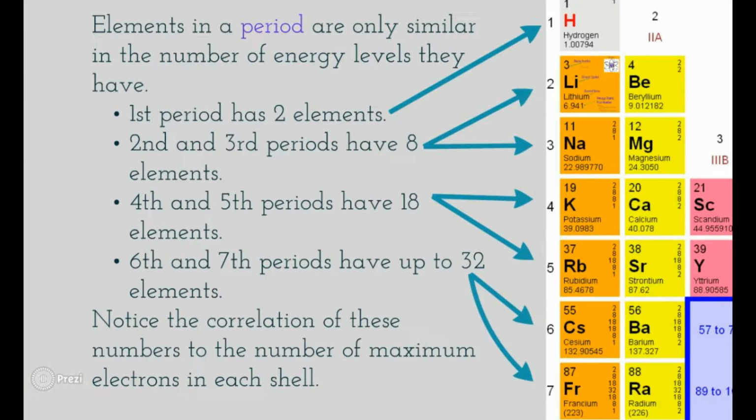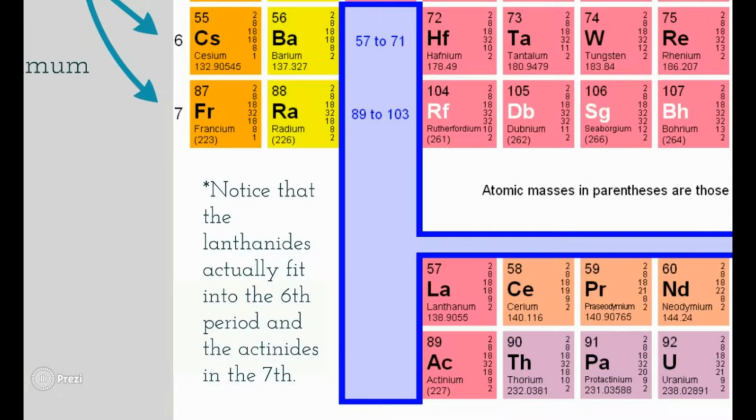The first period has 2 elements, 2 and 3 have 8, 4 and 5 have 18, 6 and 7 have 32. That should be really familiar from that chart y'all wrote down last unit. So how can you figure out that number? Where am I getting the number? Well, it's how many elements are in that period. Notice that the lanthanide and actinide series actually fit into the 6 and 7 periods. Again, stuff from last unit.